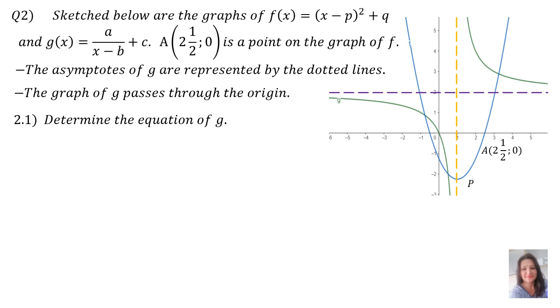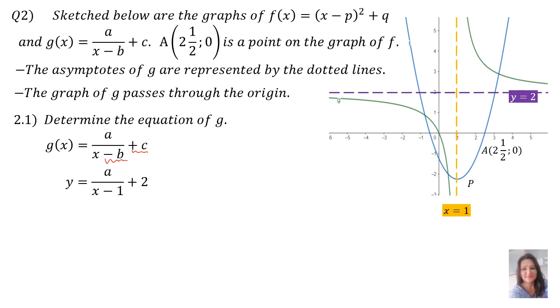g is the hyperbola. So we will start with what was given. g of x is equal to a over x minus b plus c. And by now you understand that this value over there is indeed your vertical asymptote, which is the line x is equal to 1 if you look on the graph. And your horizontal asymptote, this is c's value, that will be the line y is equal to 2. Therefore, we have y is equal to a over x minus 1 plus 2.